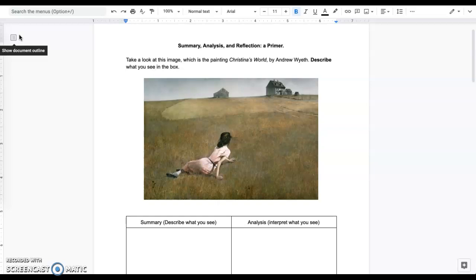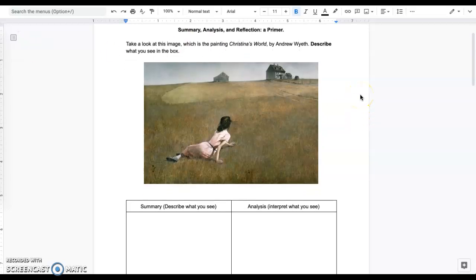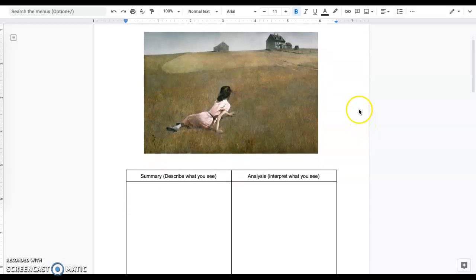So we're going to get started by taking a look at this painting or this image. This is called Christina's World by Andrew Wyeth. And to really clarify the difference between summary and analysis, which are two of the things you'll do for your guest speakers, I want you to start off by summarizing or describing what you see in this painting, Christina's World. And then we'll talk a little bit about that.